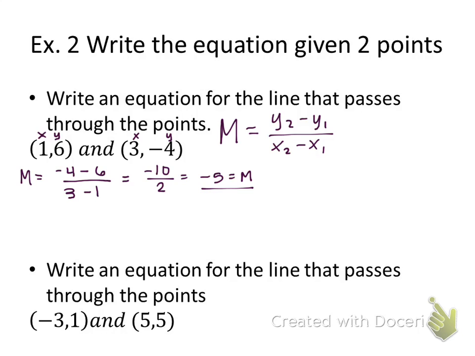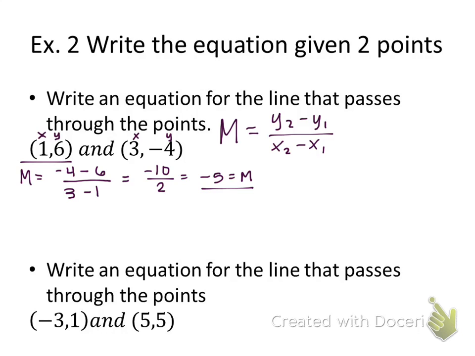But remember what we did last example? When I knew my m and a point, I could plug it into y equals mx plus b and solve for b. Do I know my m? Yeah. Do I have a point? Yeah. Actually, I have 2. And I can choose either one I want. You can plug in (1, 6), or you can plug in (3, -4). Either one will give you the exact same b. So I'm going to use the first numbers here, (1, 6).